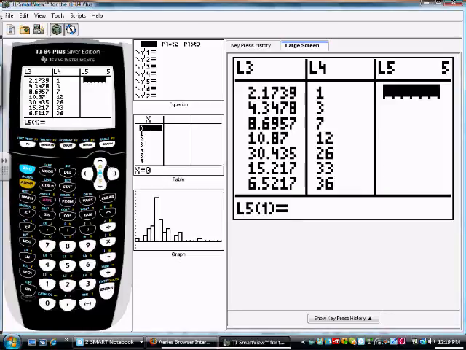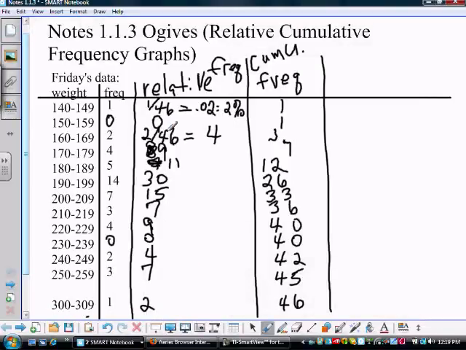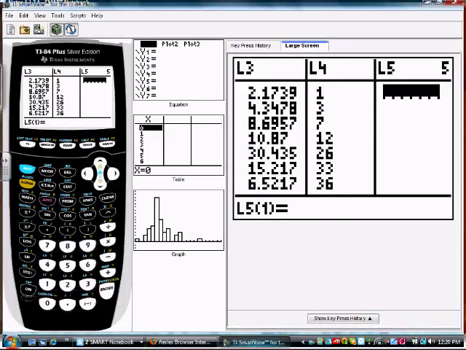And our last list that we're going to want is the relative cumulative sum. So if I go back to my handwork, I'm going to be adding up the relative frequencies. So my relative cumulative sum is first going to be 2%. Oh, and then I just added 0 there, so that's 2% still. And now I've got to add 4% to that for 6%. I got to add 9 to that for 15%. But let's have the calculator do that for us.